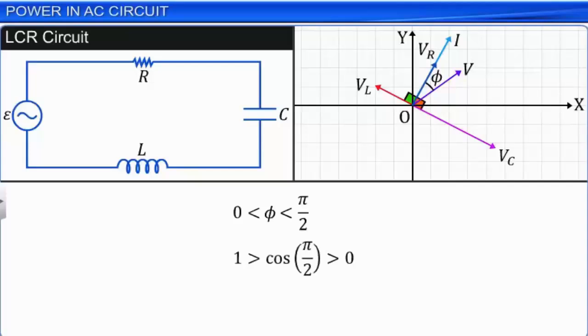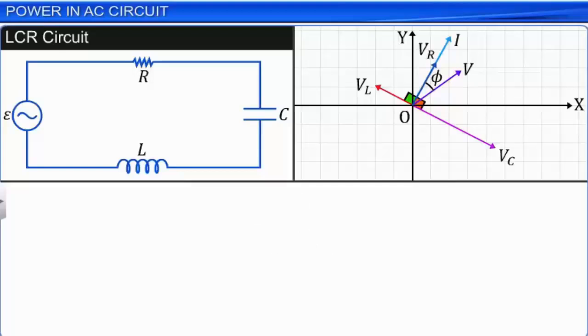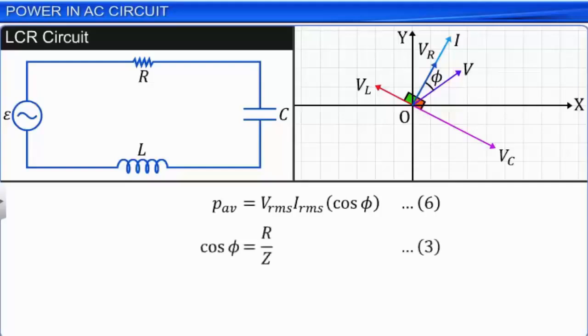The average power dissipated in an LCR series AC circuit is expressed by equation 6, where the power factor cos phi is equal to R by Z as in equation 3. In this case, the power dissipation is only through the resistor.